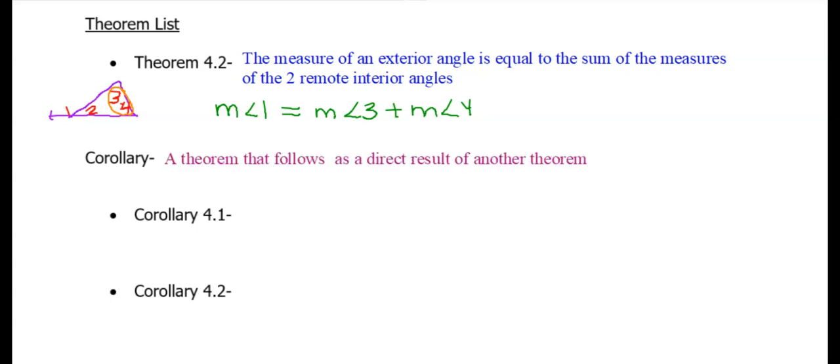Corollary is a new vocab word that is just a fancy word for a special theorem. It's a theorem that follows as a direct result of another theorem. So go ahead and write that out.